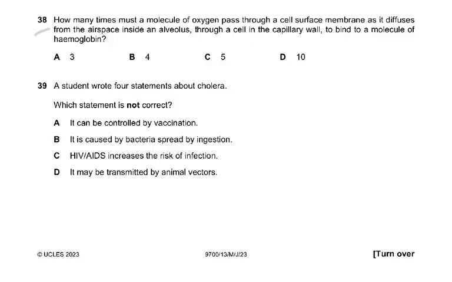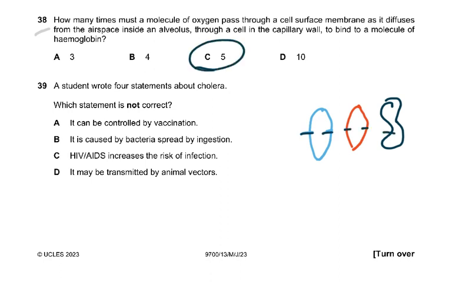38. How many times must a molecule of oxygen pass through a cell surface membrane as it diffuses from the airspace inside an alveolus through a cell in the capillary wall into a molecule of hemoglobin? So you know this is the cell wall of the alveolus. So this is two sides. Then we have the endothelium of the capillary, and then we have the red blood cell. So this will be 1, 2, 3, 4, 5, and the answer is C.